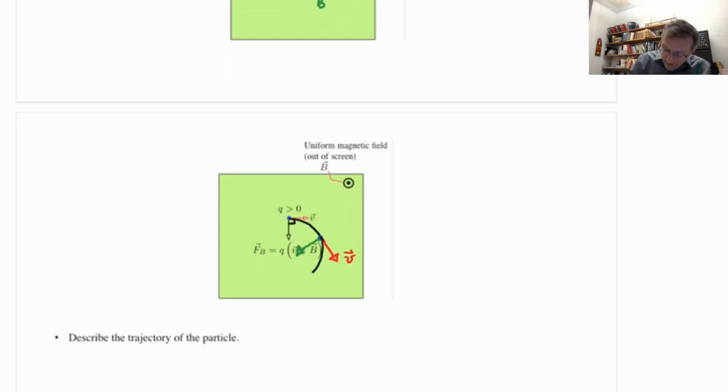And there it is a little bit later. And now the velocity vector is that way. And the right-hand rule will give you the direction for the force that way. And so it will arc around. And so guess what you get?